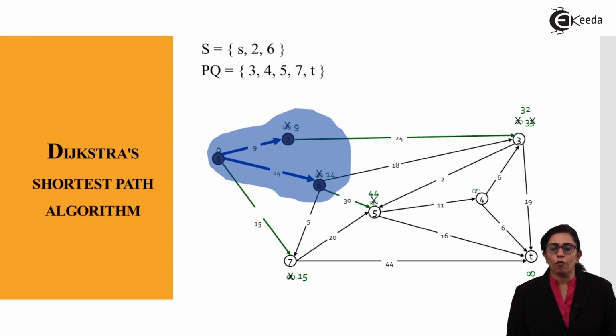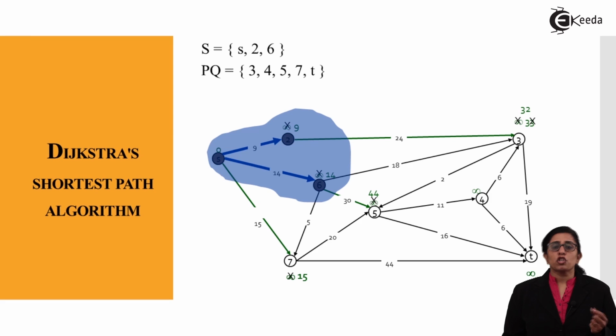32, 44 and 15. We have not changed the value for node number 7, as if I travel from 6 to 7, 14 plus 5 will make it 19. The distance will increase. So, it is better to traverse to node number 7 from my source with a distance of 15. Now, I have three distances, that is 32 for node number 3, 44 for node number 5 and 15 for node number 7.